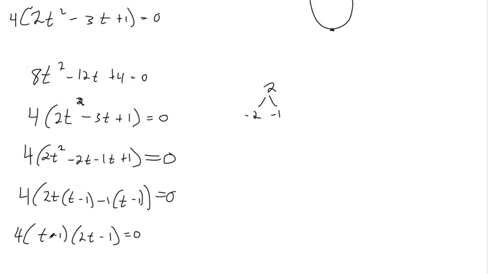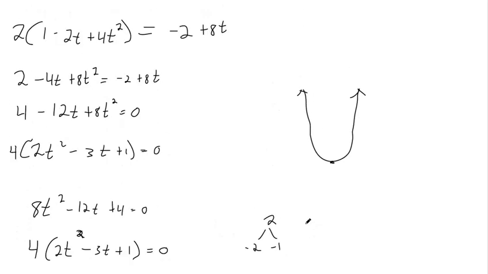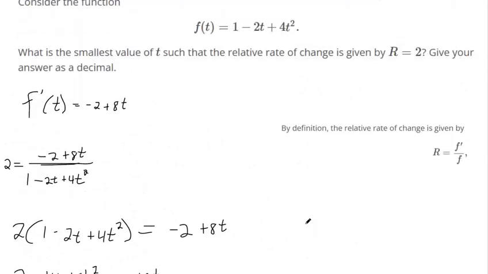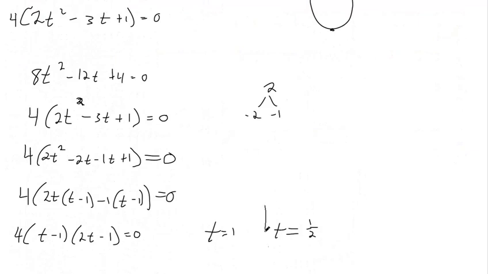But the big point is that we get two things. When you set each factor piece equal to 0, you get t equals 1 for one of the solutions, and you get t equals 1/2. So there's two solutions when r equals 2. We want to find the one that minimizes the relative rate of change. Oh, okay, so we want the smallest value of t, that would be t equals 1/2. That's the smaller of the two values.